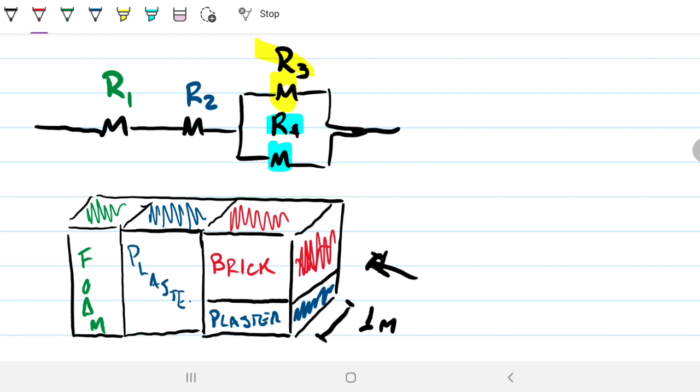Right? And then how do I know that's parallel? Well, we're going from this side to that side. So I need to go through the foam, there's no other way. I need to go through the plaster, but once I get here, I have an option of going either through the brick or through the plaster. Because the heat can choose which way to go, that's a system in parallel.